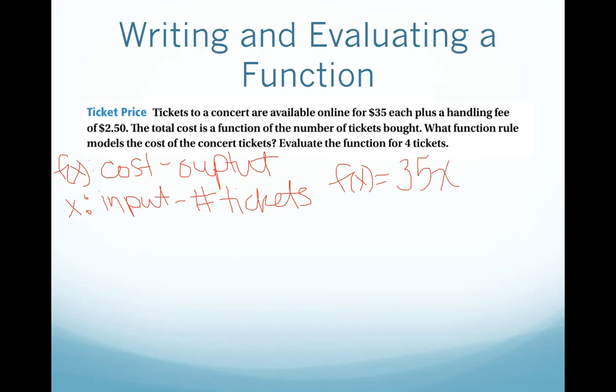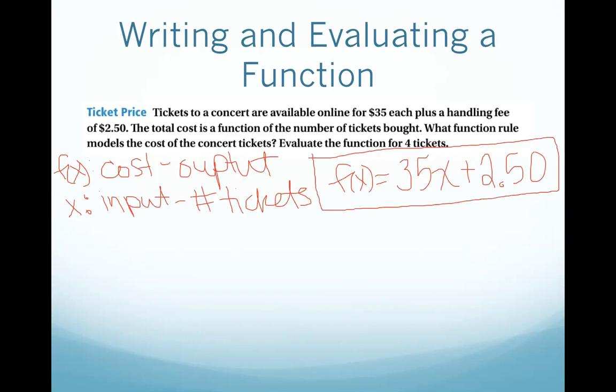But then there's also this $2.50 handling fee. So 2.50, but I only have to pay that one time, right? It's $35 each plus a handling fee of $2.50. We just have to pay that once. It doesn't say we have to pay that per ticket. It doesn't say we have to pay that multiple times, just once, okay? What function rule models the cost of the tickets? There it is. Okay, there's the first part.